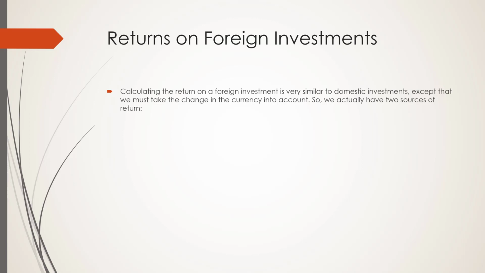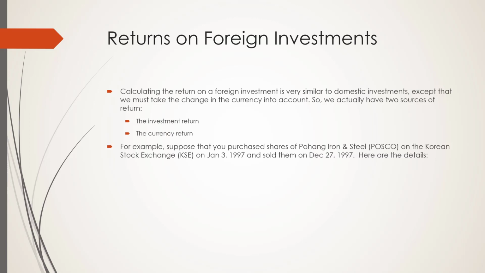So the basic idea is the same, but the problem is that we really have two investments. You're investing in some foreign security, but you're also at the same time investing in that foreign currency. So we have two sources of return. We have the return on the investment itself, and then we have the return on the currency. So let's look at an example.